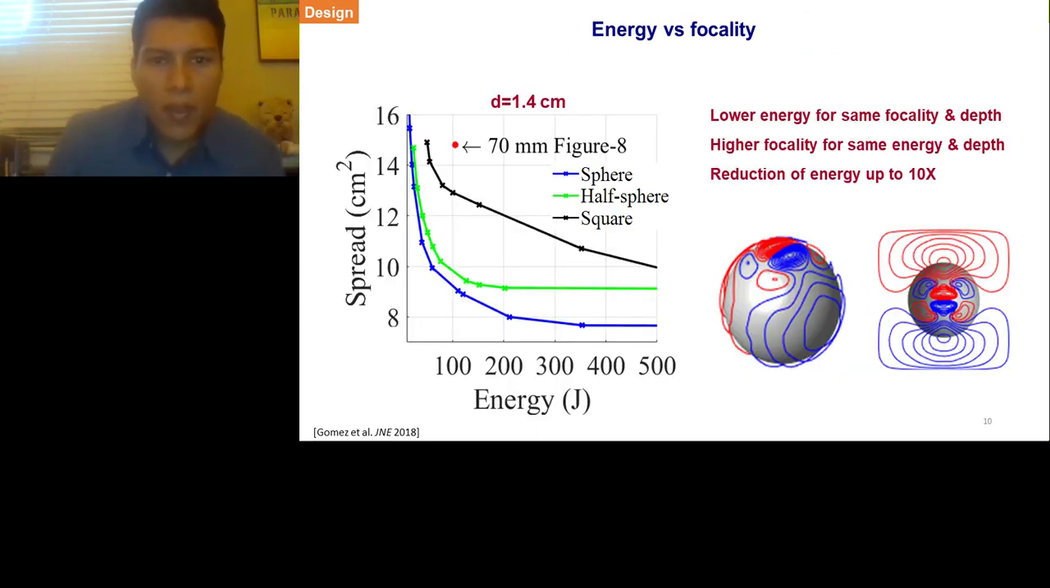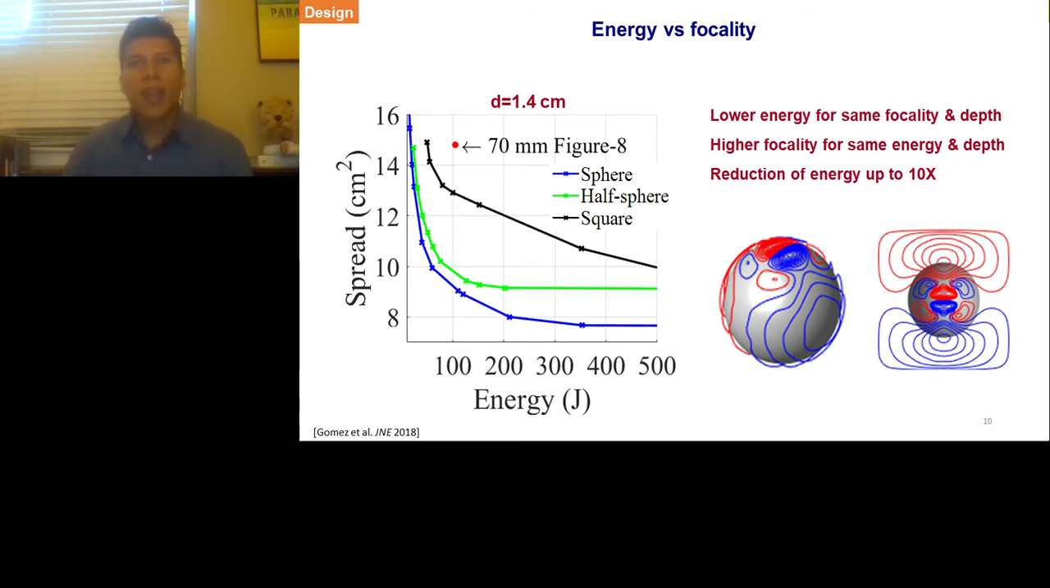And so here, for a fixed depth, I look at how the spread varies with the amount of energy that these coils can use. Each curve corresponds to a different coil support type. So the black would represent a coil whose windings sit on a flat or a square support, the green for a half sphere support, and the blue for a spherical support. And we can see for all of these curves, as the energy increases, the spread approaches the value of the energy unconstrained results.